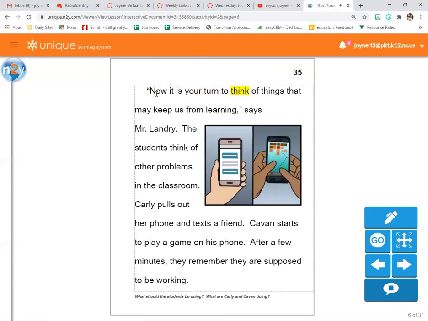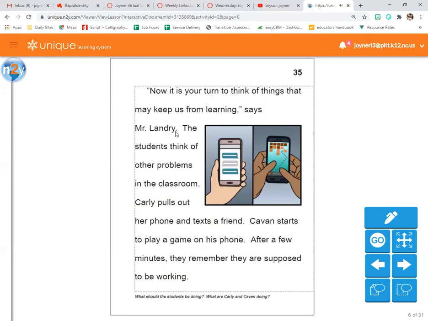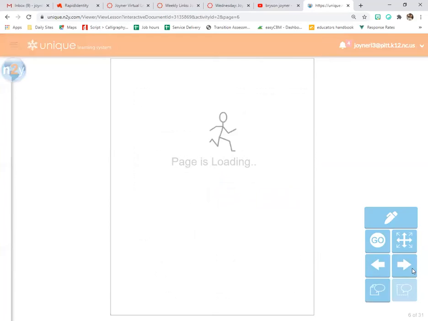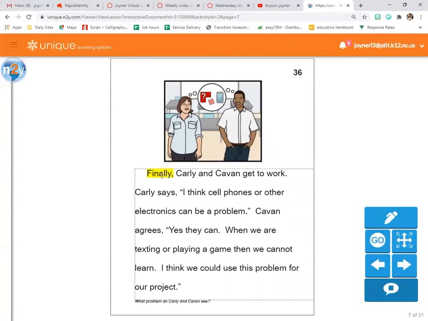Now it is your turn to think of things that may keep us from learning, says Mr. Landry. The students think of other problems in the classroom. Carly pulls out her phone and texts a friend. Kavan starts to play a game on his phone. After a few minutes, they remember they are supposed to be working. Those phones will get us off track for sure. Finally, Carly and Kavan get to work.